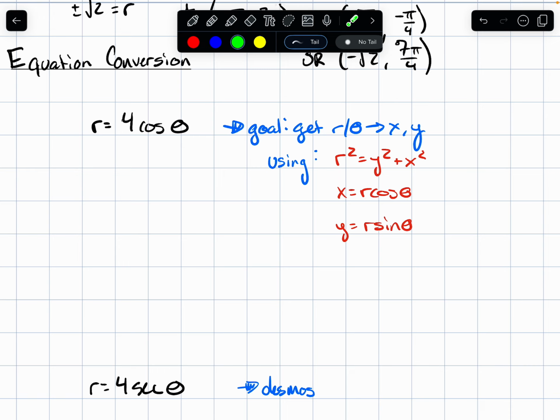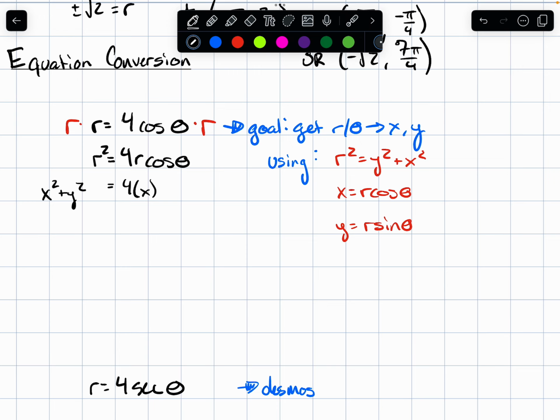And looking at this, I don't have r times cosine anywhere. I just got normal cosine. And I don't have r squared. So what I'm going to do is this clever little trick where I'm going to multiply both sides by r. What's going to pop up is r squared equals 4r cosine of theta. Now, I got r squared. I could put that in terms of x and y's. And I got r cosine, and I could put that in terms of x. So I could do x squared plus y squared equals 4 times x.